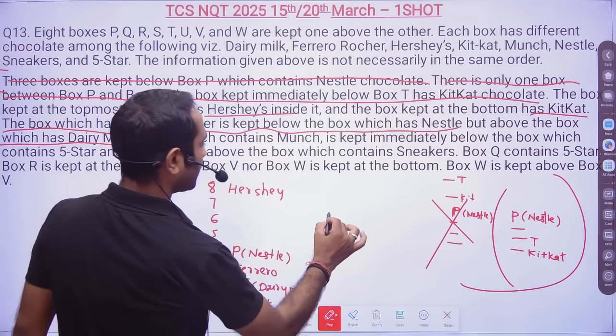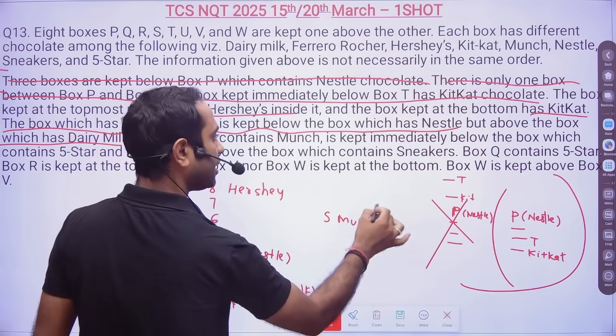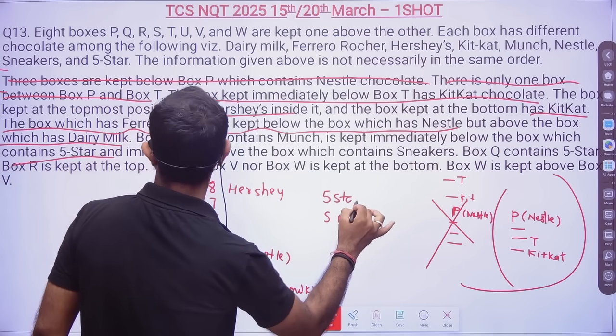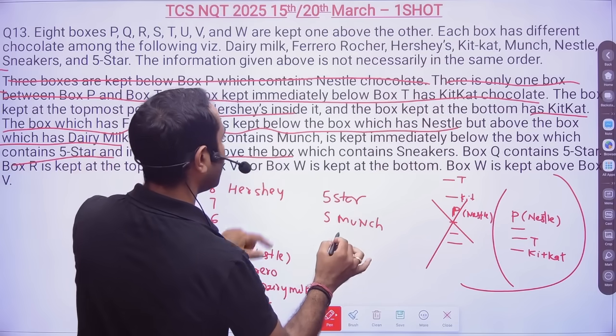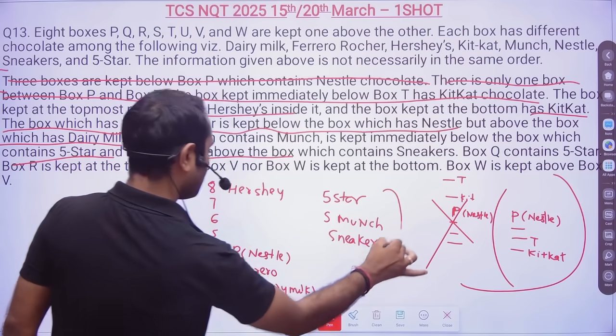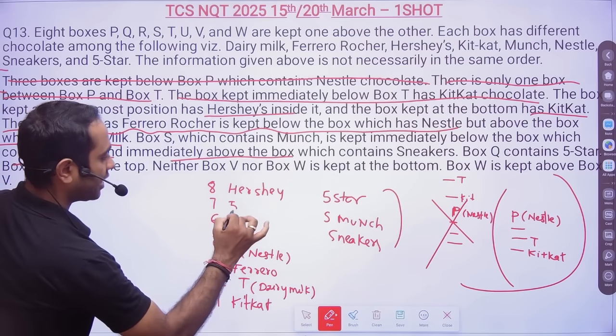Box S which contains Munch is kept immediately below the box which contains 5 star. So it is immediately below 5 star and immediately above Snickers. Now, like this, do we have any options here? Yes. So I can only accommodate like this.